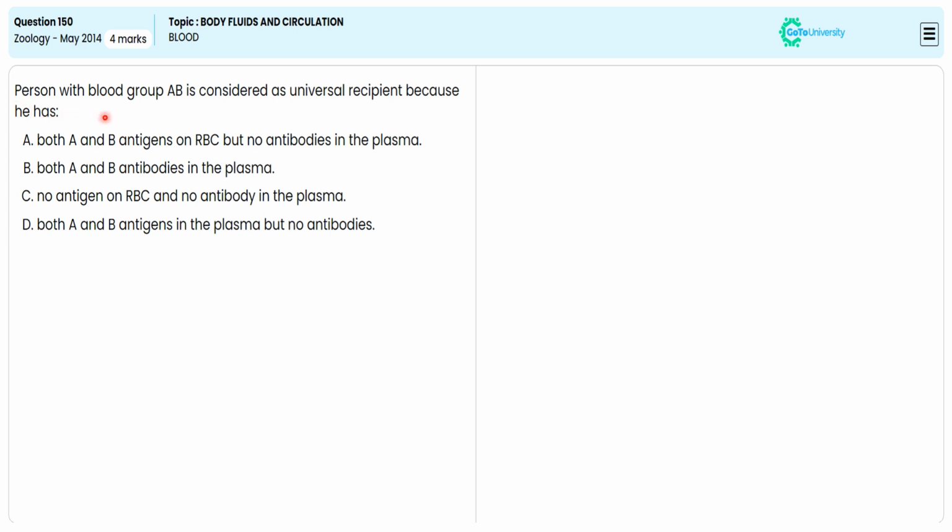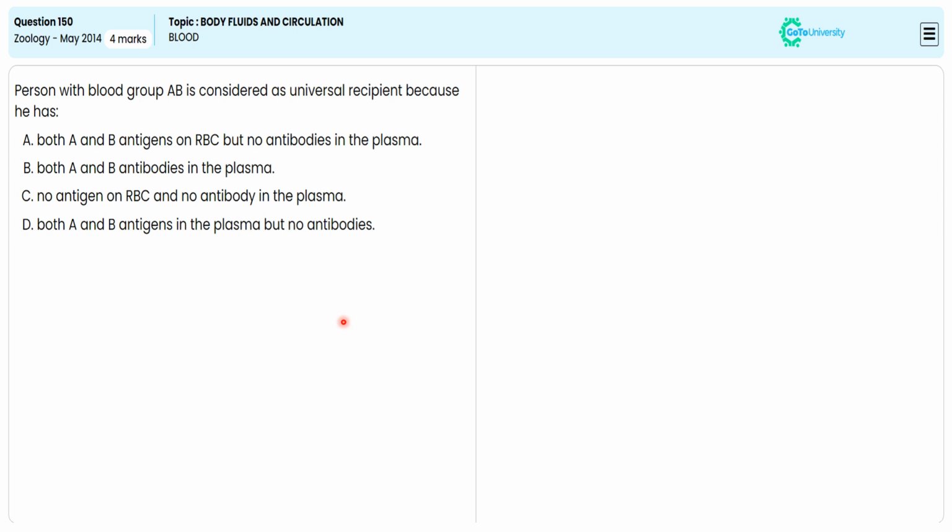In this objective question, from the given options, they are asking us to specify the correct option illustrating why the person with blood group AB is considered as a universal recipient. For this, let me understand the blood grouping system determining factor.